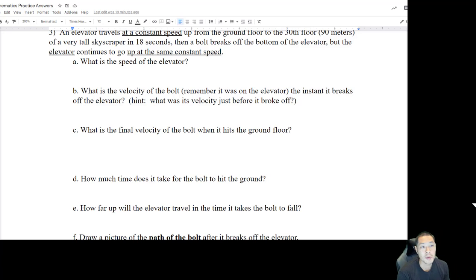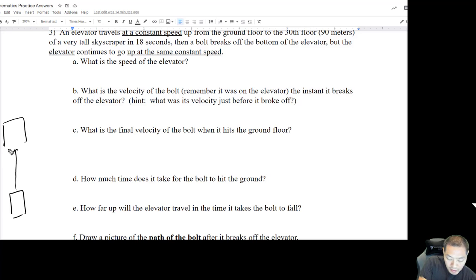All right, this one's a little bit more complicated because we have both a constant velocity part and a changing velocity part. So we want to make sure we draw it correctly. We have an elevator, traveling up at a constant speed from the ground to the 30th floor. Let's say that takes 18 seconds. So it traveled 90 meters in 18 seconds.